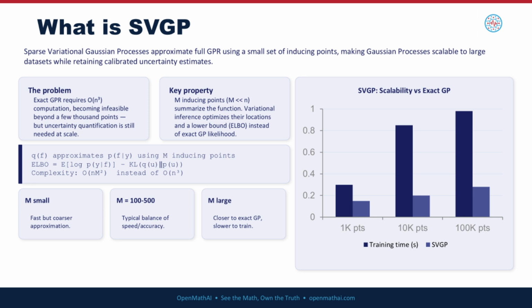During prediction, the model receives new input values and compares them with the learned inducing points. It then estimates the underlying function and produces both the predicted output and its associated uncertainty.